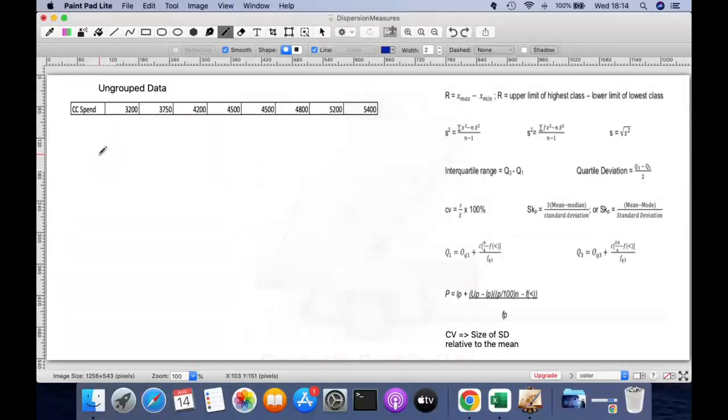So, ungrouped data. What is ungrouped data? Ungrouped data is the data given to you explicitly, the raw data. For instance, look at this example here. The numbers, the 3,200, 375, all the way to 5,400, are how much someone spends on their credit card per month. Person 1 spends about 3,200 per month. Person 2 spends 375, all the way to the 8th person, who spends about 5,400, and the values are in ascending order.